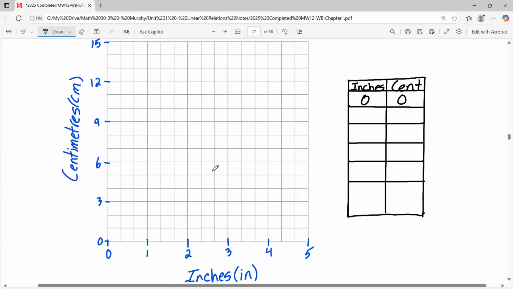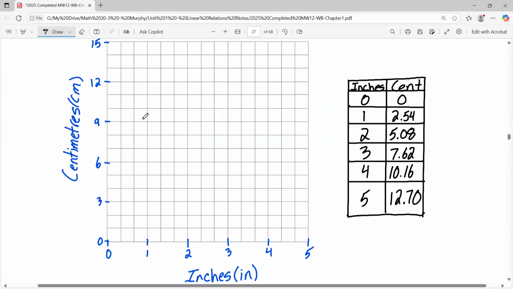Okay, now 1 inch would be 2.54. And then from here on, every inch will be another 2.54 centimeters. So 2 inches will be 5.08. So I'm adding on 2.54. 3 inches is 7.62. 4 inches is 10.16. And 5 inches is 12.70.